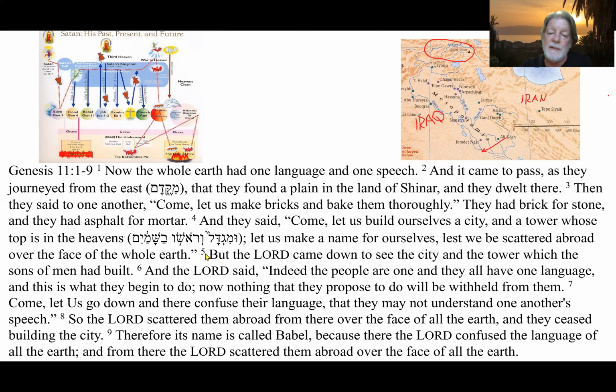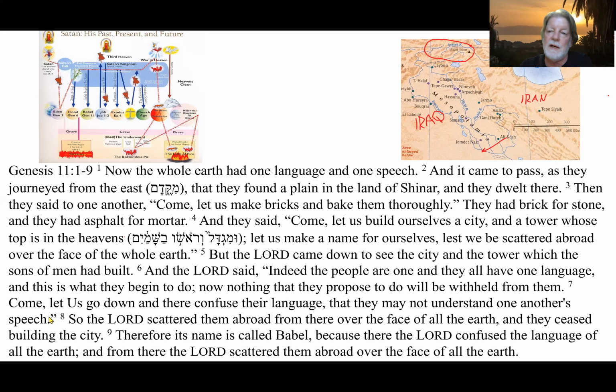But Yahweh came down to see the city and the tower which the sons of men had built. And Yahweh said, "Indeed, the people are one, and they all have one language. And this is what they begin to do. Now, nothing that they propose to do will be withheld from them." In other words, all things are possible. So God says, "Come, let us," plural, three persons of the Trinity, "go down and confuse their language that they may not understand one another's speech."